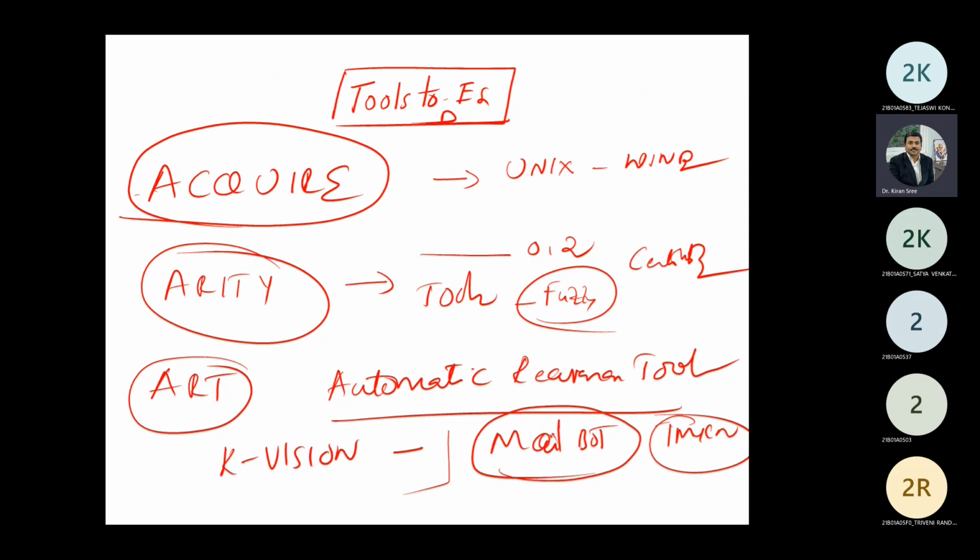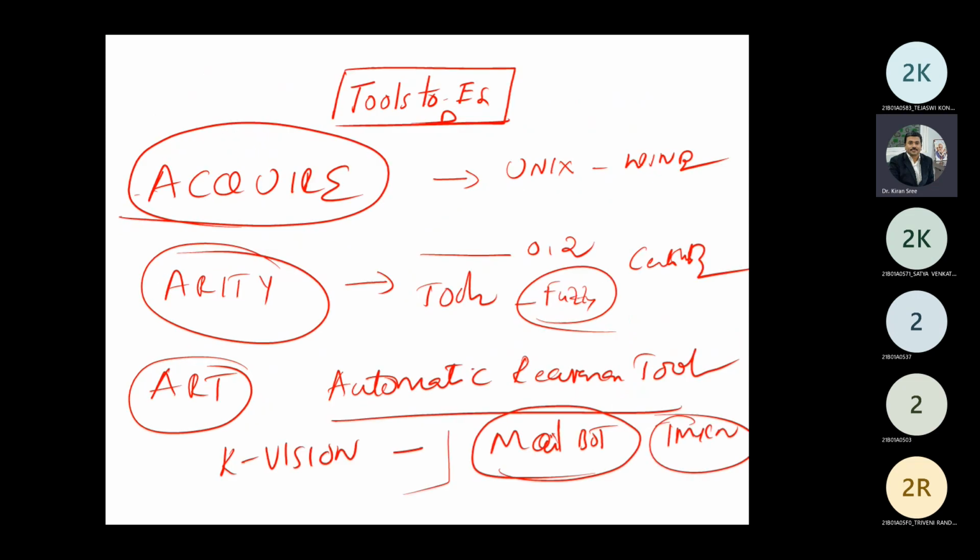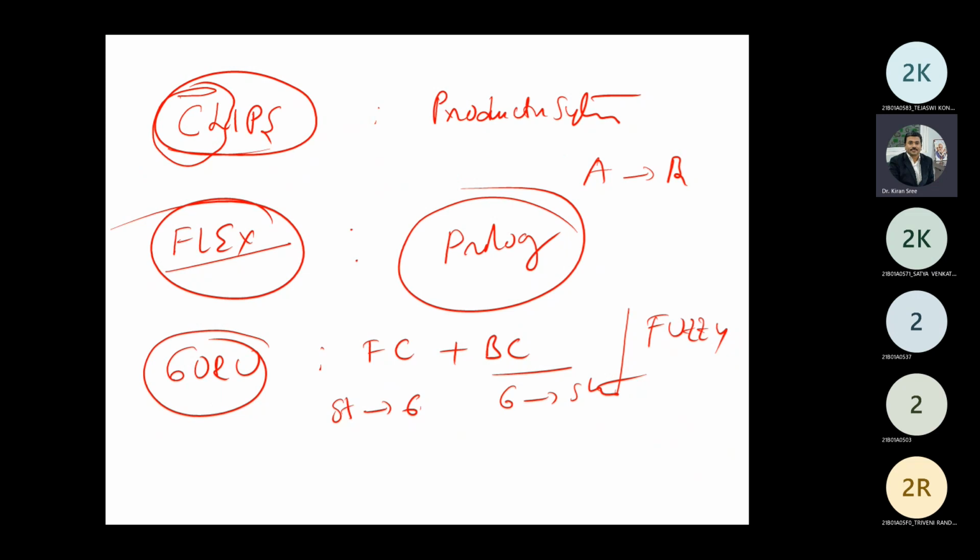So you can have ART-Clips. If somebody wishes to develop an expert system in C language, I can use CLIPS. Flex is a hybrid system which can be developed in Prolog. Most of the expert systems now use this Flex module. Guru as well as this RET, they are fuzzy systems which use rule-based systems.